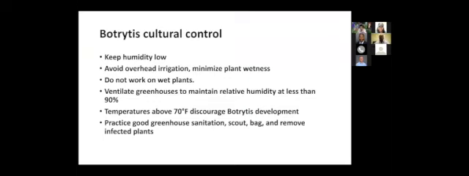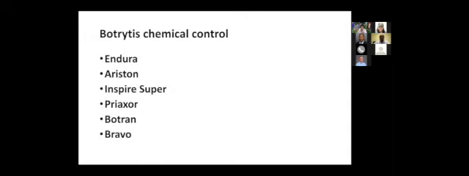And generally, good sanitation. I can't stress the sanitation enough. If you have a plant that's affected or a plant part, bag it before trying to remove it so you don't scatter the spores everywhere. Endura, Ariston, Inspire Super, Pristine, Botran, Bravo. Homeowners will have to rely on chlorothalonil-based products.